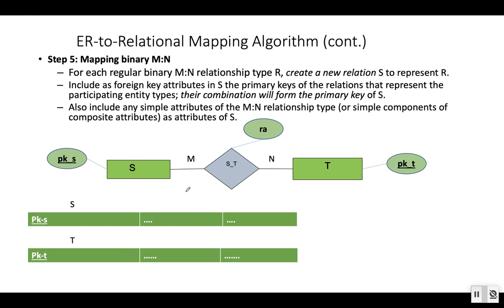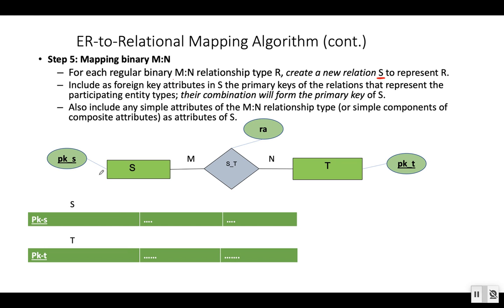Now we are going to talk about step 5. Step 5 will talk about how to map a binary m to n relationship, which means a many to many relationship. For every many to many relationship type R, we are going to create a new relation S to represent R. So for every many to many relationship R, we are going to create a new relation S. Say for example we have a many to many relationship from S to T.